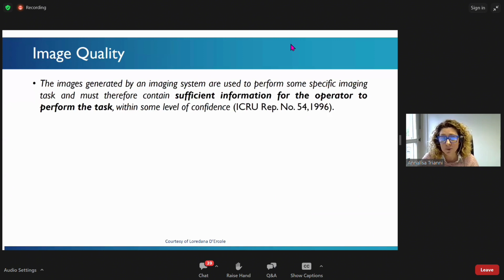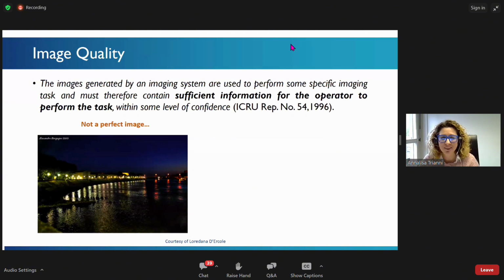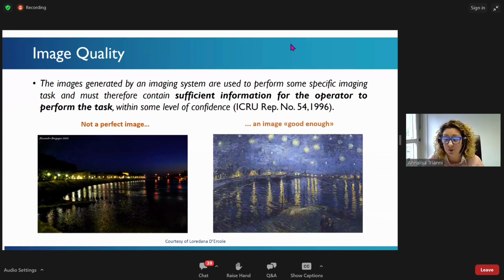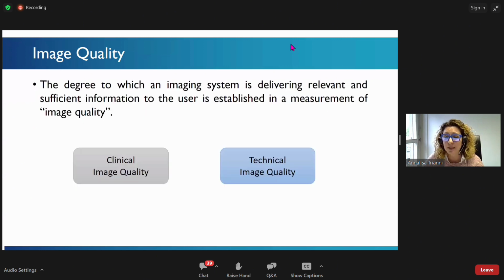ICRU comes to help us, saying that images generated by an imaging system are used to perform some specific imaging task and must therefore contain sufficient information for the operator to perform the task with some level of confidence. So what we have to keep in mind, and I thank my colleague Loredana for this nice paragraph, it's a very nice, clear concept: we shouldn't look for a perfect image. What we have to look for is an image good enough. Still, it's difficult to understand the degree to which an imaging system is delivering a good enough image.